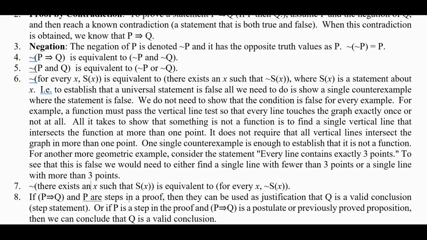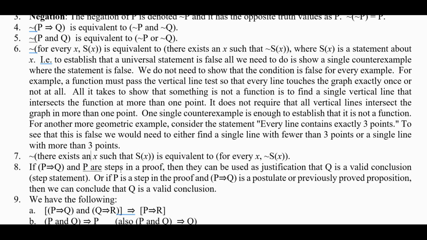If P implies Q and P are steps in a proof, then they can be used as a justification that Q is a valid conclusion, a step statement. Or if P is a step in the proof and P implies Q is a postulate or previously proved proposition, or part of a definition for that matter, then we can conclude that Q is a valid conclusion.